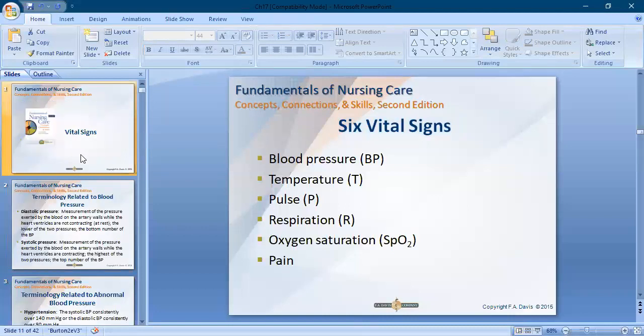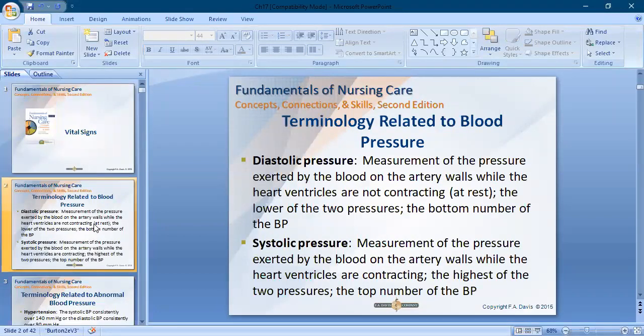So here is some basic information about the vital signs. Okay, so terminology about the blood pressure. Everybody knows what systolic blood pressure is. The blood pressure is of two types: one is the systolic blood pressure, the other is the diastolic blood pressure.